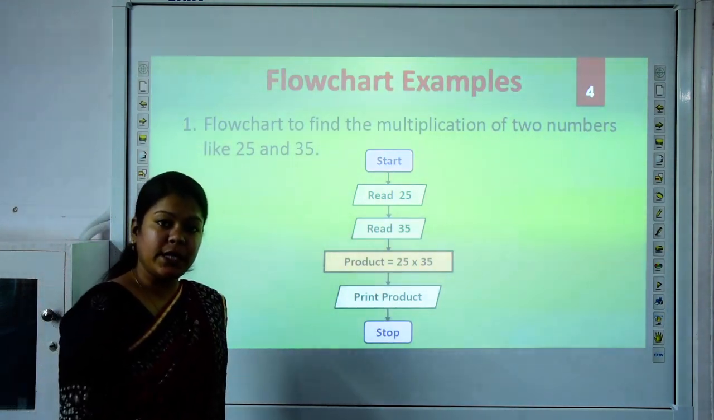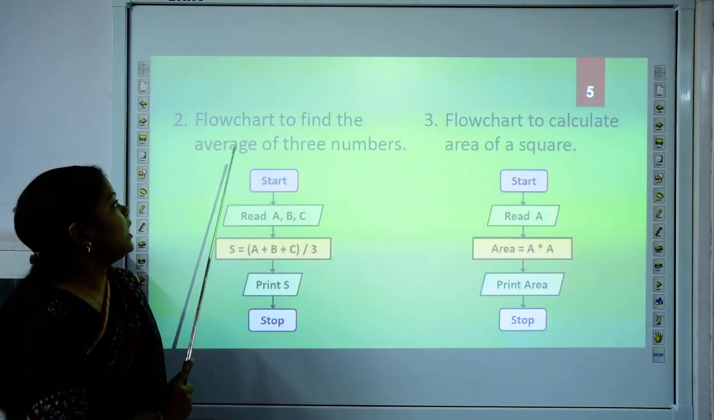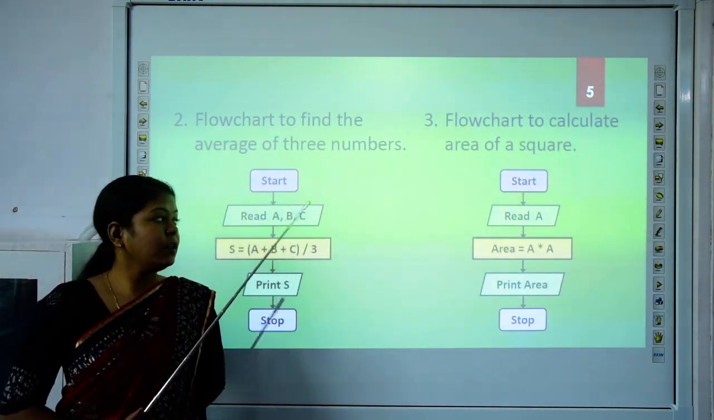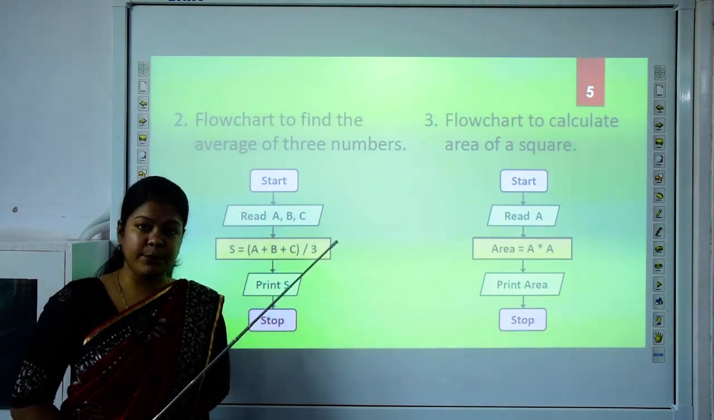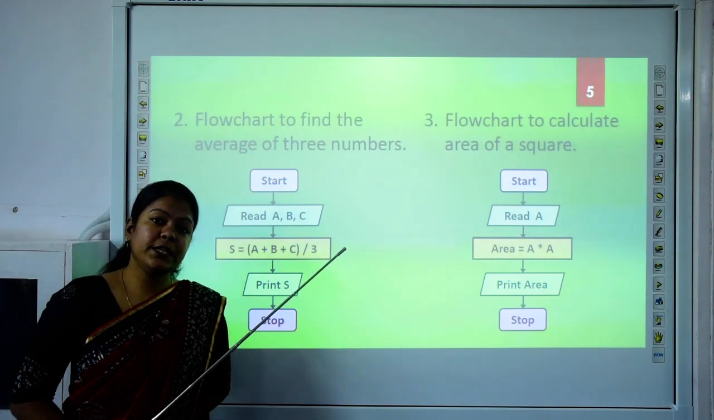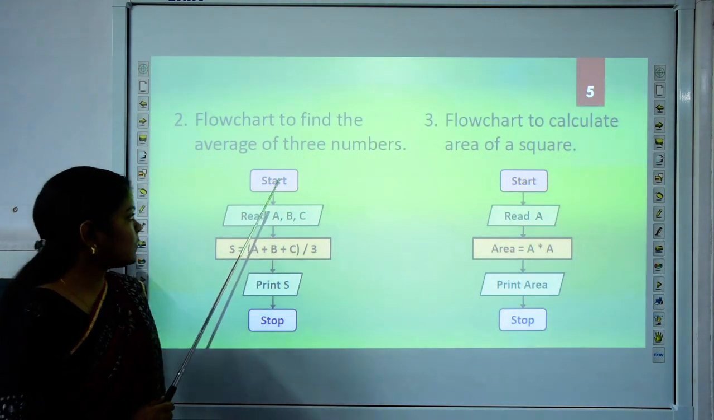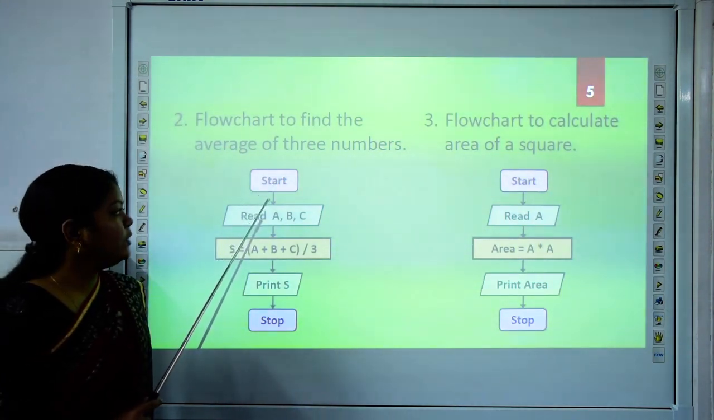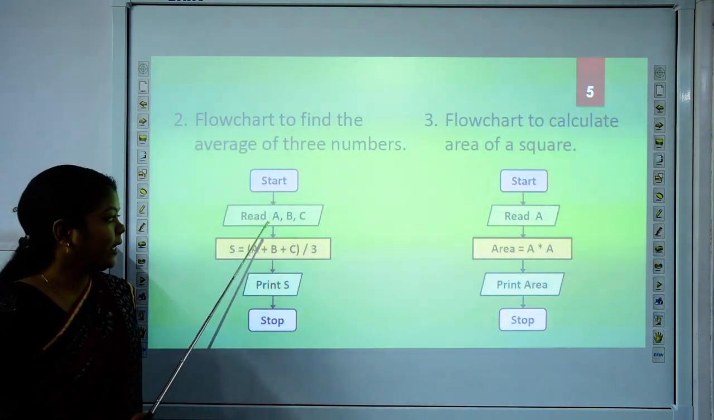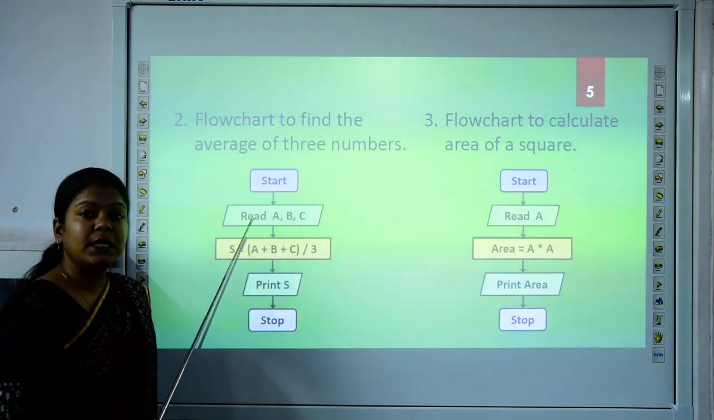Now we will move to our next example of flowchart, which is flowchart to find the average of three numbers. Students, to find the average of three numbers, first we require the three numbers. And in the formula of average, first we have to calculate the sum of three numbers and then divide the sum of three numbers by 3. So, to start the flowchart, again we have to draw the start symbol. Then to take the input of three numbers A, B, C, we have to write read A, comma B, comma C in the input box.